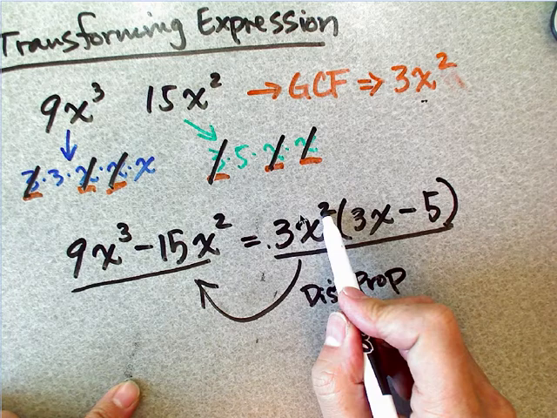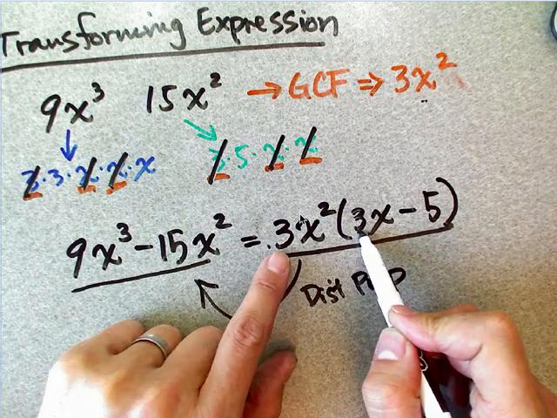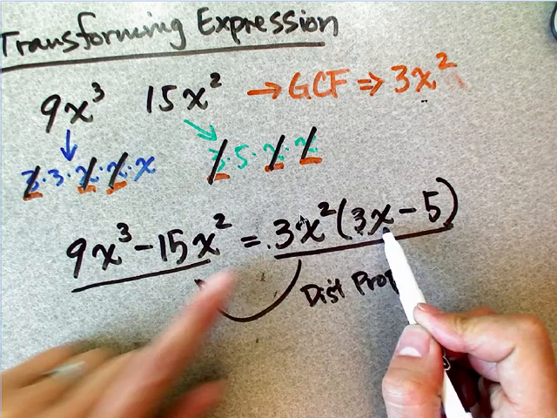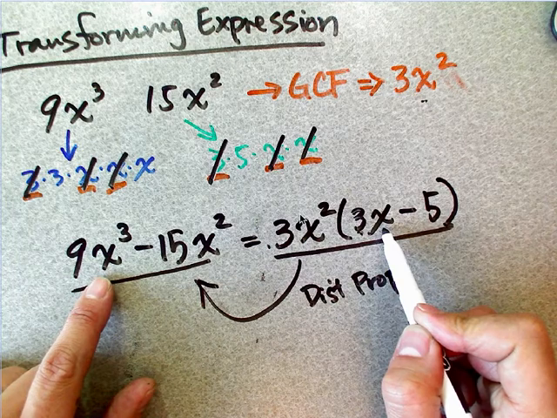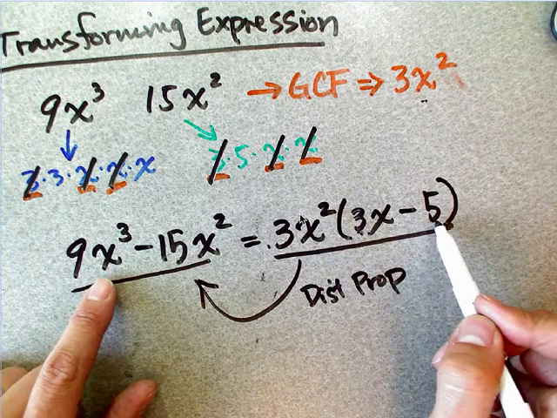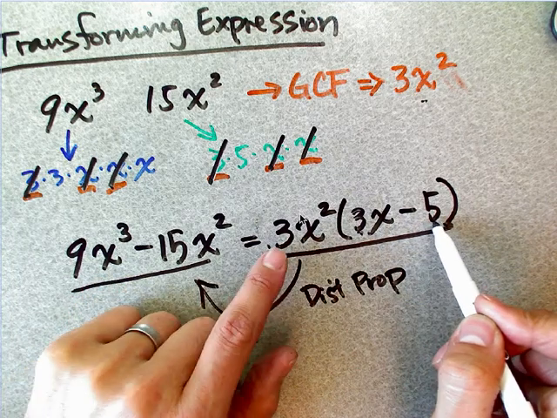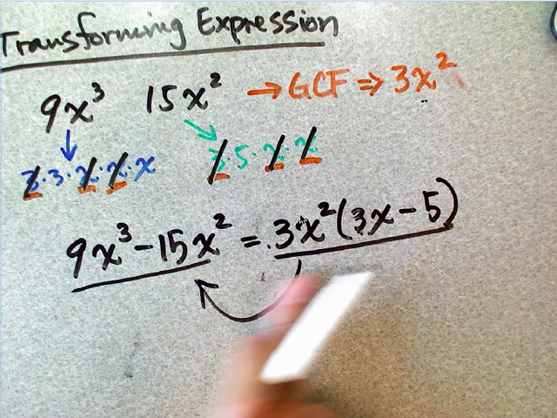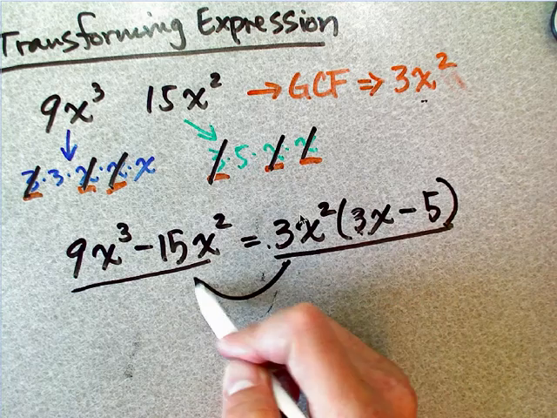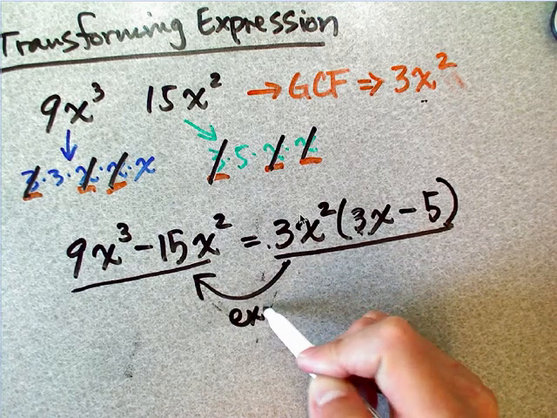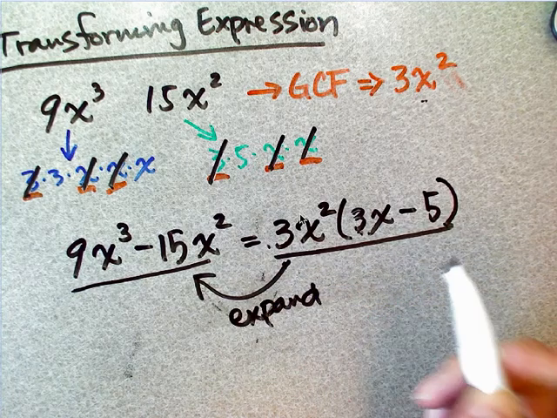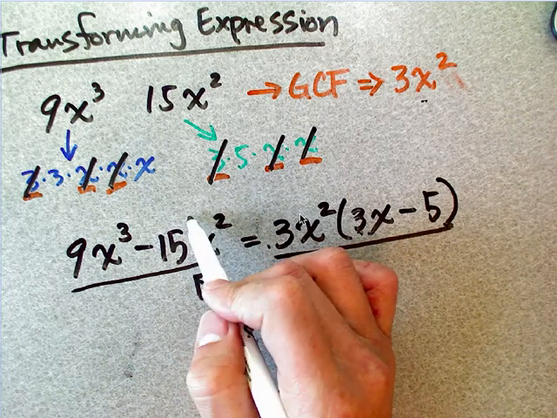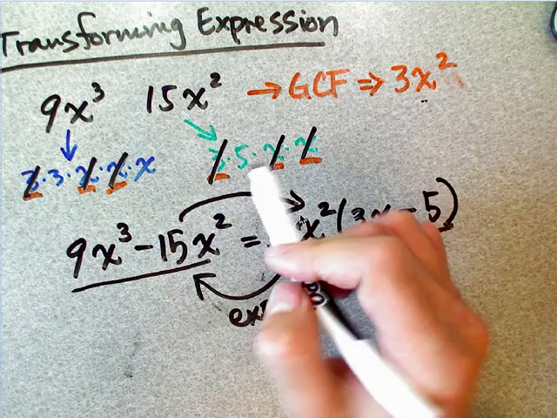3x squared times 3x is going to be 9 times 3 copies of x. 3x squared times 5 is going to be 3 times 5, which is 15, and we have x squared, and then we have the subtraction. So the process from here to here is called expanding. But the process of using the distributive property backwards is what we call factoring.